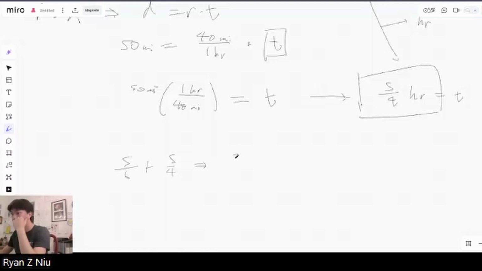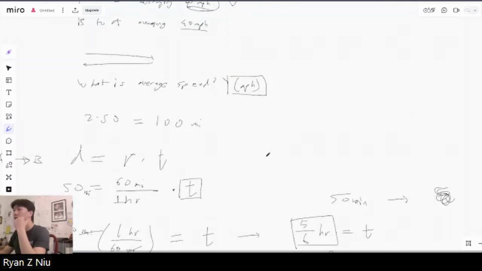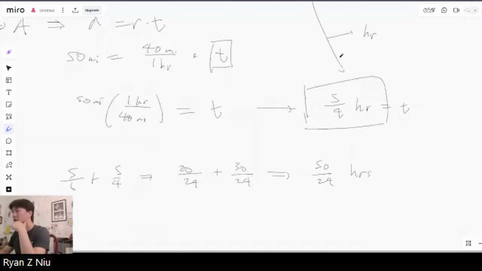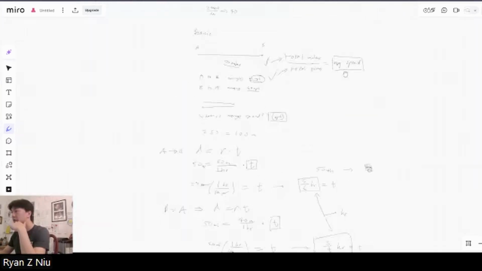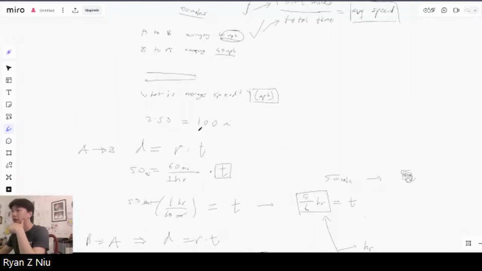So this will give us 20 over 24 and 30 over 24. So this will give us 50 over 24 hours, right? And so now this is our total time, and we can finish out the problem, right? So our average speed, remember, is total miles over total hours. And our total miles, if we look back, is 100, right?